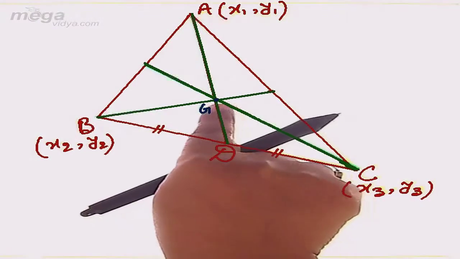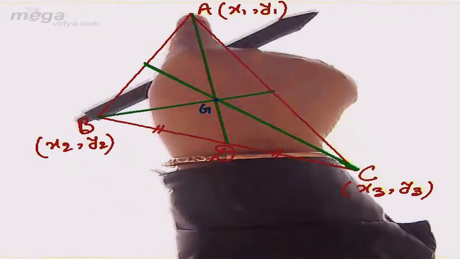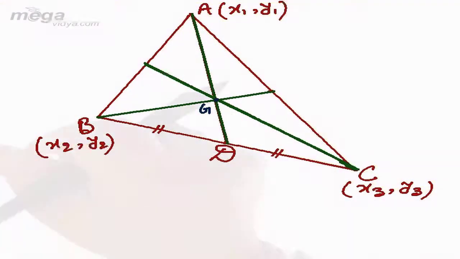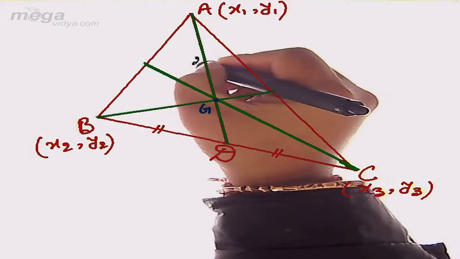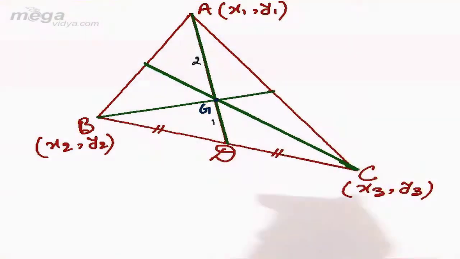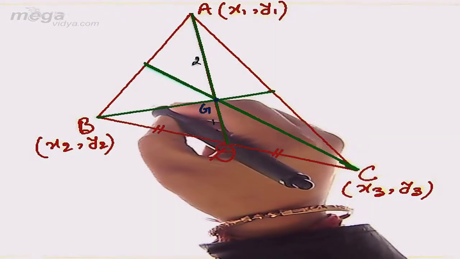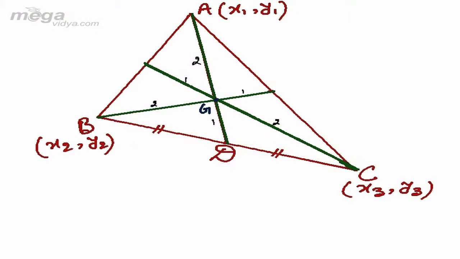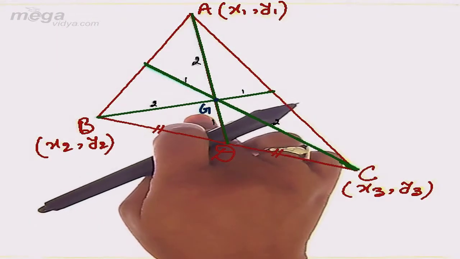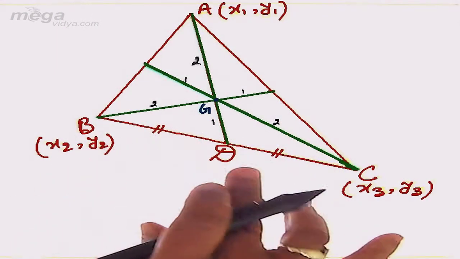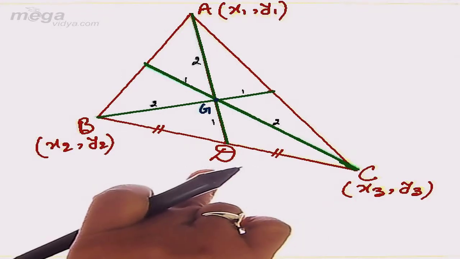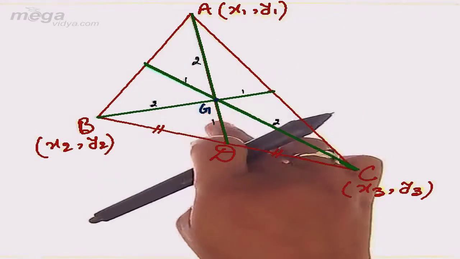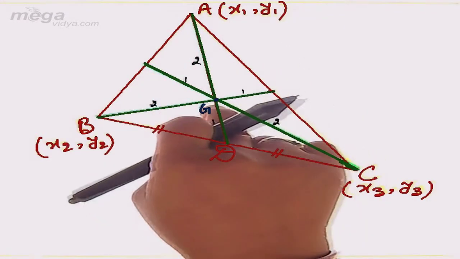The centroid is a point which divides the median in the ratio 2:1. So this point divides each median in the same ratio 2:1. Now to get the centroid, what will we do? First of all, using the midpoint formula, we will find the coordinate of D. Then using the section formula, we will find the coordinate of G.